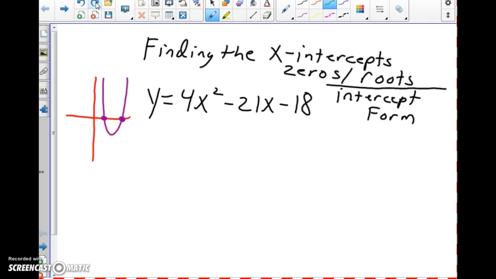Is there a common factor? Right, the answer is no, there is not. So you multiply 4 times negative 18. How much is that? Negative 72. That's what you're going to see on the board. What 2 numbers multiplied give me negative 72, but add to give me negative 21? The answer to that is negative 24 and positive 3.